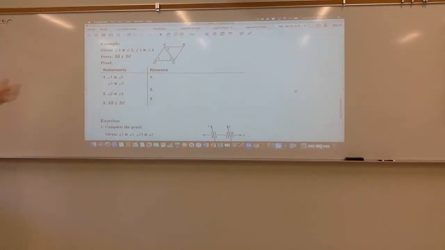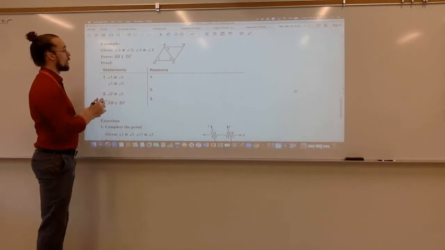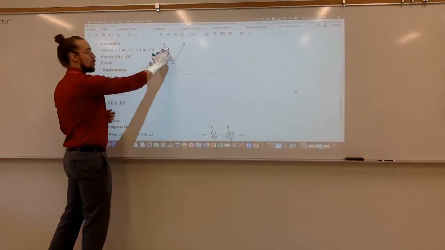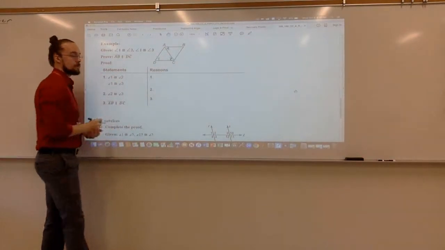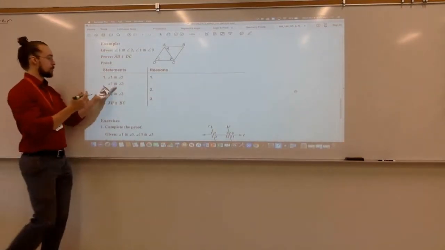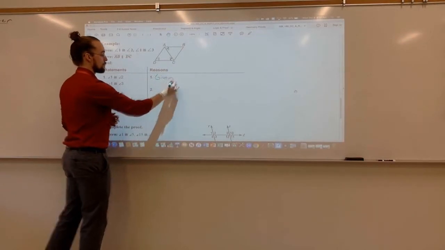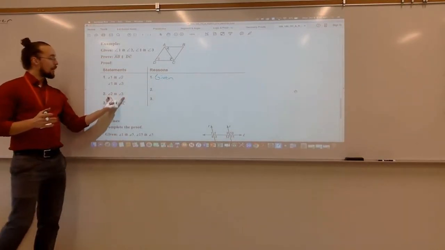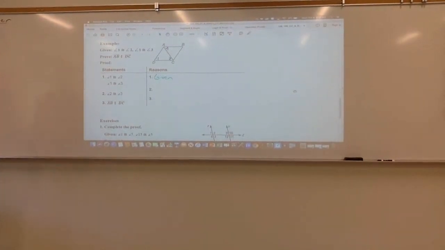Okay? So we're given two different sets of congruent angles, right? I'm told angles 1 and 2 are congruent, but I'm also told 1 and 3 are congruent. Okay? So what would be the reason for my first line here? Given, right? We just are restating those givens. Well, now, if 1 is congruent to 2 and 1 is congruent to 3, why can I claim that 2 is congruent to 3? Alternating interior.